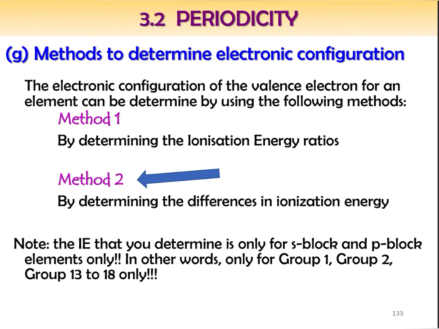Okay, so please take note that for the ionization energy that you determine, it is only for S block and also P block sahaja. Okay, so in other words, dia hanyalah yang melibatkan group 1, group 2 dan group 13 sampai group 18 sahaja. Dia tak melibatkan transition elements.